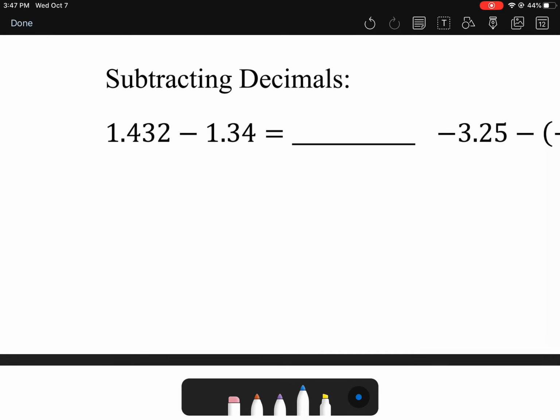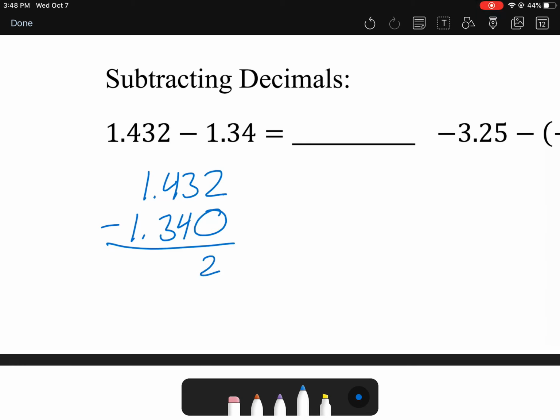Decimals, the one we like the most. Here I have 1.432 minus 1.34. Again, we do need to make sure that we have our decimals lined up when we're setting these up. Because I have a blank area here, I can put a 0. And now I can go ahead and subtract. 2 minus 0 is 2. Can't do 3 minus 4, so I do have to borrow from this 4 over here. 13 minus 4 is 9. 3 minus 3 is 0. And 1 minus 1 is 0. So my final answer is 0.092.